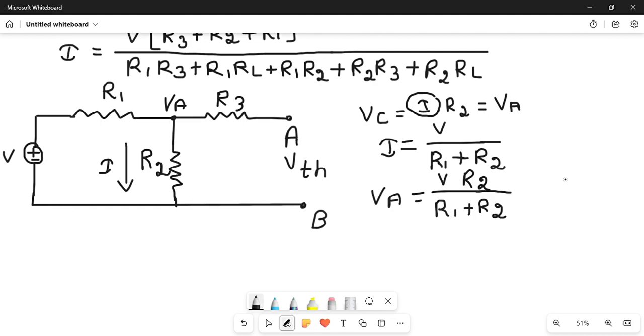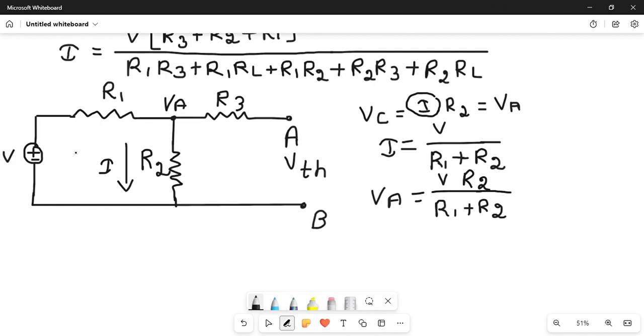The next step in the procedure: all the voltage sources are replaced by a short circuit and all the current sources are replaced by an open circuit. It was already told in the superposition theorem, and the equivalent impedance Z0 is looked at from these two terminals into the network, as found. Now we have to find the resistance RTH. So to find RTH, what am I supposed to do?